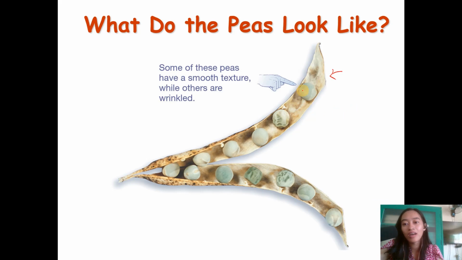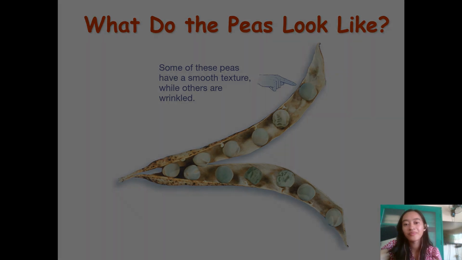So, some are round, medium smooth, or wrinkled. Some of these peas will have a smooth texture, others will have wrinkled. So Mendel was very patient: he had his seeds collected, grew them, and then cross-pollinated them.